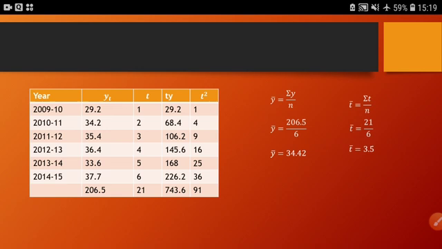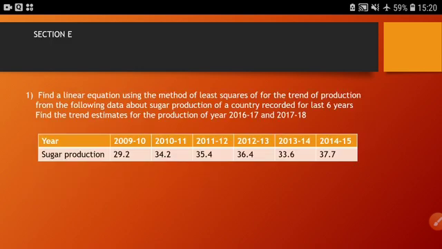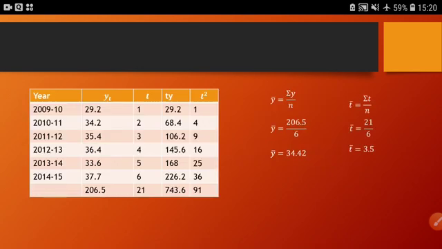Then T square is 1, 4, 9, 16, 25, 36, total is 91. So you will be finding Y bar. Y bar is what? Total of Y upon N. So it's 206.5 upon 6, that is 34.42.